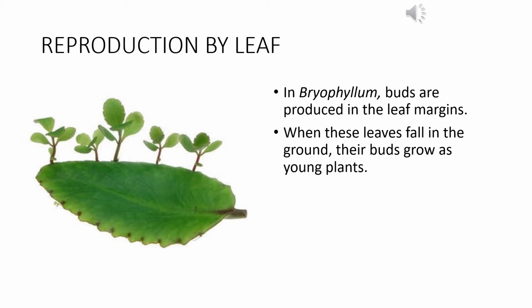The second type of vegetative propagation is reproduction by the leaves. In Bryophyllum, the common name of which is Pathorkuchi in Bengali, buds are produced in the notches on the leaf margin. And when these buds fall off onto the ground from the leaf margin, they grow into a mature plant. So this is reproduction by leaf, which is seen in Bryophyllum, and it is also observed in the Begonia plant as well.